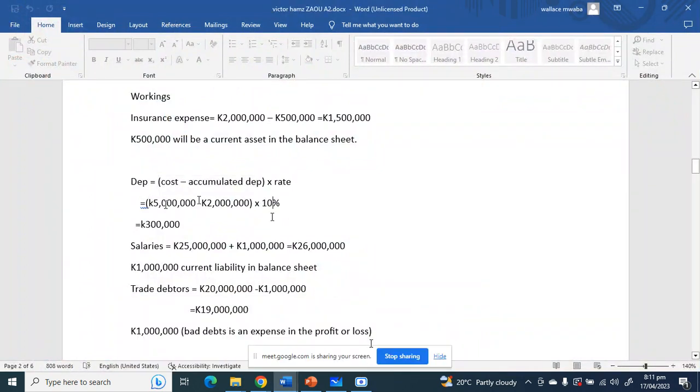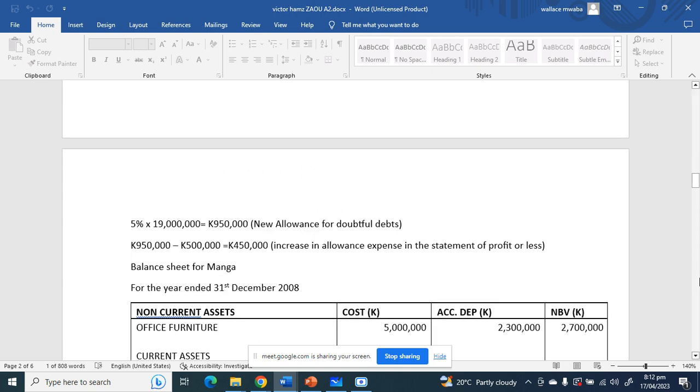So you're going to say 5 million minus 2 million, that is 3 million. 10% of 3 million is 300,000. If you record this depreciation charge, we charged it in the statement of profit or loss. Now, here in the balance sheet, this 300,000, we're going to add to this accumulated depreciation of 2 million, because every year you calculate depreciation and add it, as depreciation always accumulates. As time goes by, the depreciation accumulates, and the net book value of the asset reduces, because depreciation is the loss of value in an asset over time.